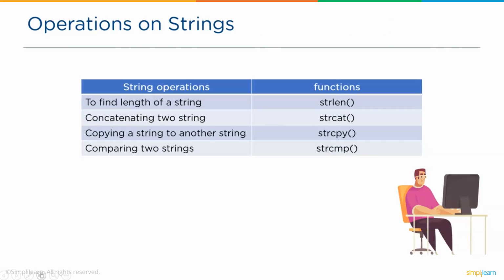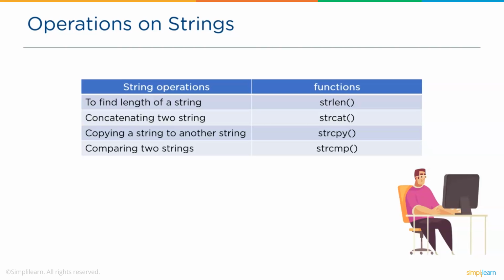We all know that we have many C programming language operations. Similarly, we can perform different operations on strings. And a few such operations are finding the length of the string, concatenating two strings, copying a string to another string, and finally comparing two strings. So for all these operations, we have functions associated with them. We use string handling functions defined in the header file string.h to perform such operations in C language. A function like strlen is to find the length of a string. It will count the number of characters in a string and print the output.